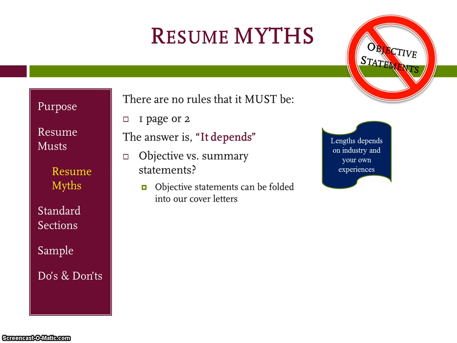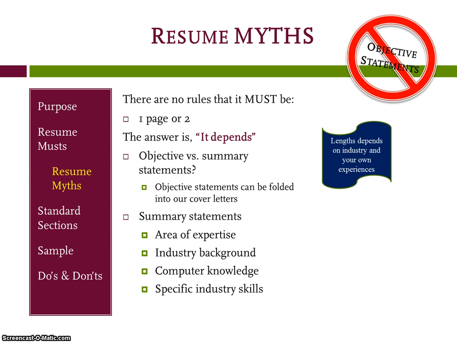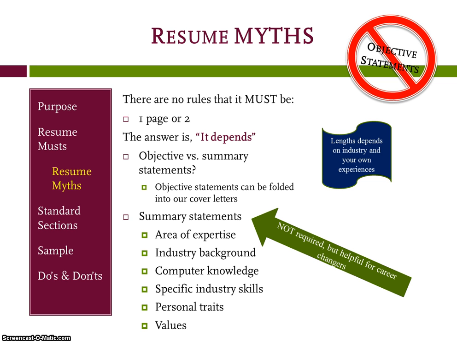A summary statement is different than an objective statement because the summary statement gives the reader a concise introduction to you and should include your area of expertise, industry background, computer knowledge, specific industry skills, personal traits, and values. With a summary, you can select the keywords about your background that you want to highlight. Selecting the right introduction to your resume is to your advantage since you want to catch the reader's eye and you may only have 5 to 10 seconds of their time to do so. Summary statements are not required, although can sometimes be helpful for career changers. Check the CEC website for sample summary statements.